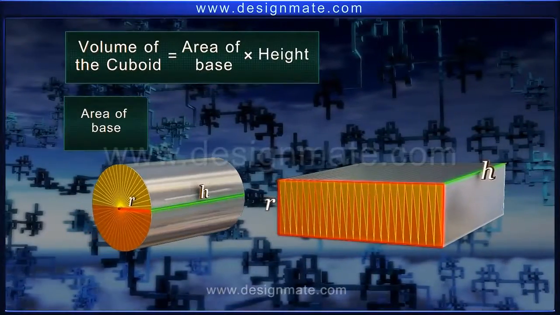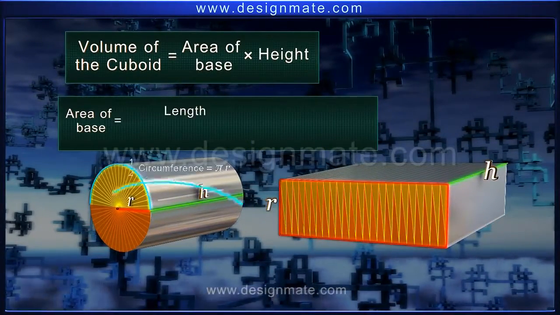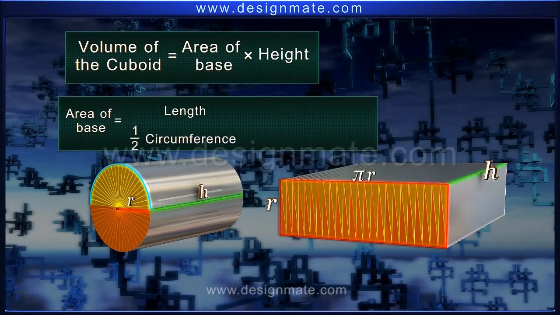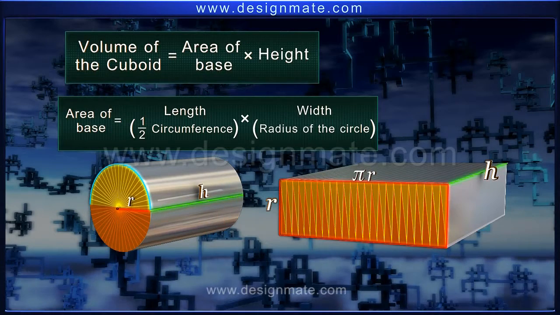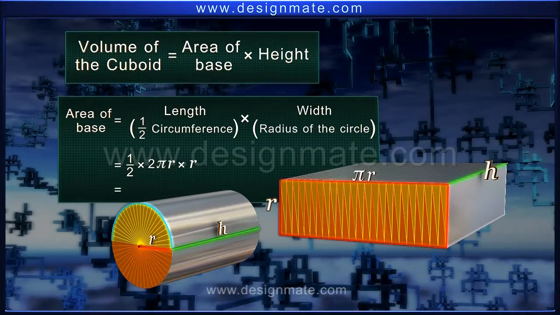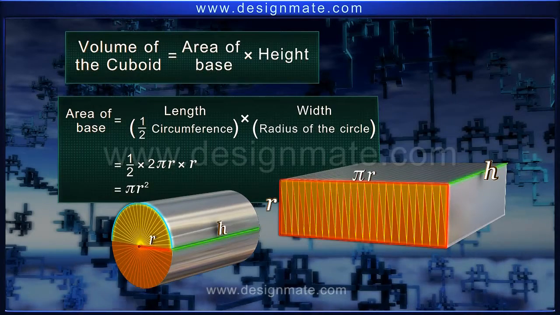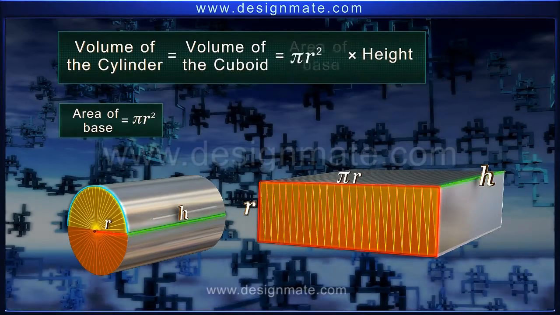Area of the base is equal to area of the rectangle, whose length is equal to half the circumference, times width, which is equal to the radius of the circle. This is equal to half times 2 pi r times r, which is equal to pi r square. Thus, the volume of the cylinder is equal to pi r square h.